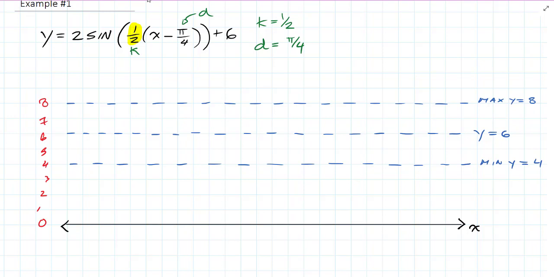All right, so K is 1/2. That means what we really want to do is work with 1 over K. So we always flip that, right? So 1 over K is going to be 2. All right, so what does that tell us? Well, first of all, we are going to be starting our graph at pi over 4. So that is going to be our starting location.